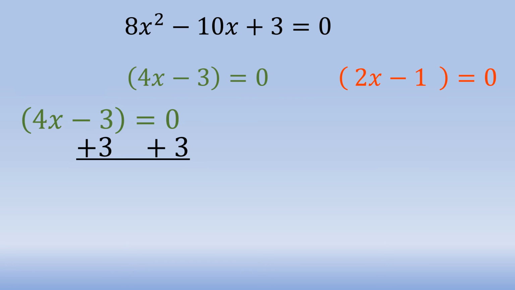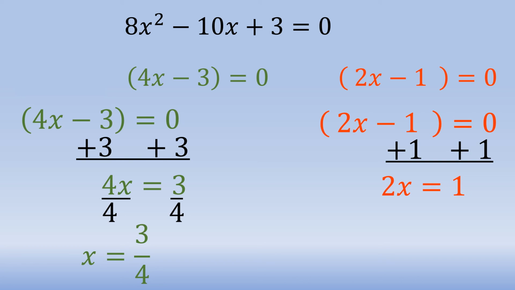All right. Solve the first one. Add 3. Come in, divide by 4. X is equal to 3 over 4. Second one. Come in, add 4, add 1, divide by 2. I get X is 1/2. We've got it, guys.